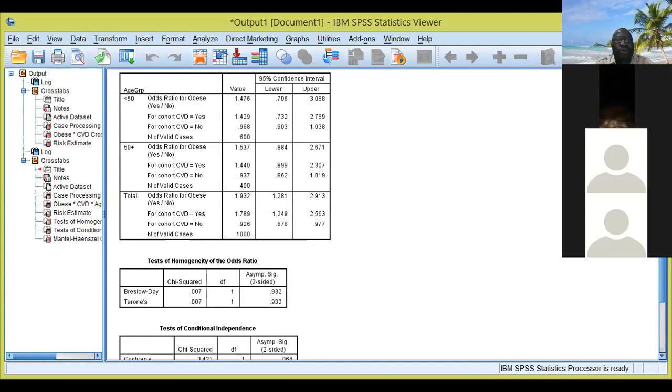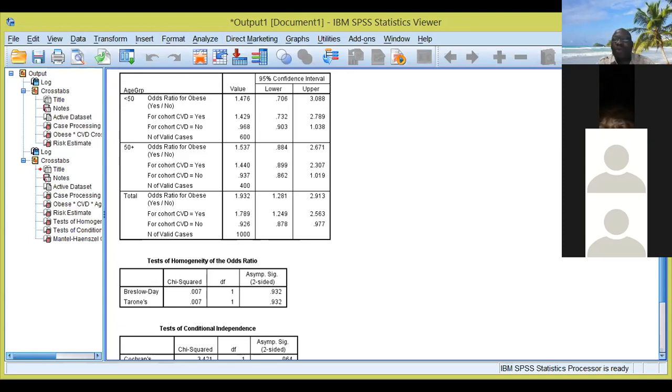You will see that the odd ratio for less than 50, if you remember, is 1.48 we got, and it's no more significant now. It's not significant because it has crossed 1. Look at the confidence interval now: 0.7 to 3. It has crossed 1.